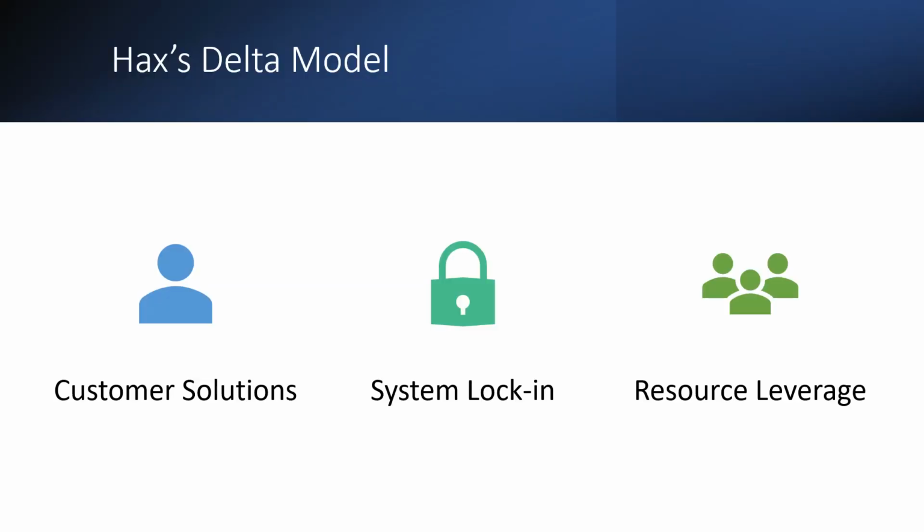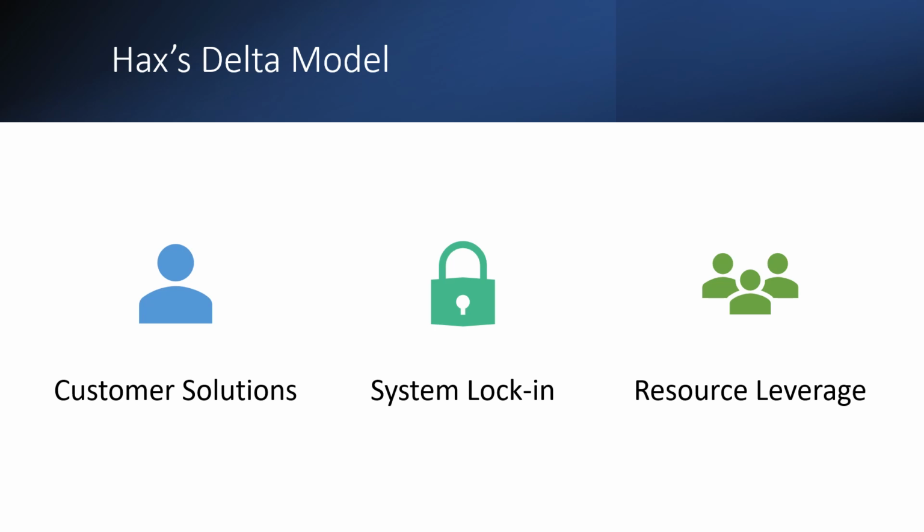The Delta Model. The Delta Model is a strategic framework developed by Hax and Wilde II in the late 1990s. It provides a comprehensive approach to business strategy that considers 3 strategic options: customer solutions, system lock-in, and resource leverage. There are other axioms, but we'll focus on just these 3, and we're going to go into how they can be applied to understanding Netflix.